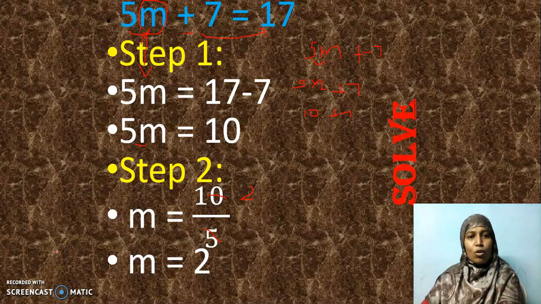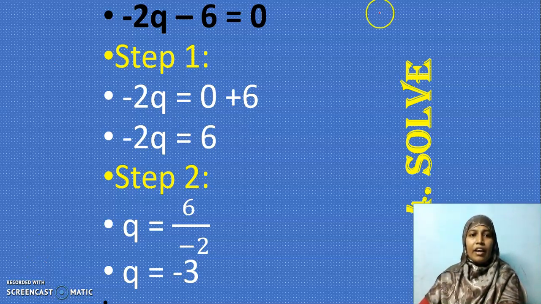Okay, now let's have a look over one more problem. Okay. Here I have minus 2q minus 6. Again, you may think, ma'am, this is minus 2. It is in subtraction. Shall I transfer it as plus 2 here? These are all the common errors you people used to do. It's not like that, my dear children.